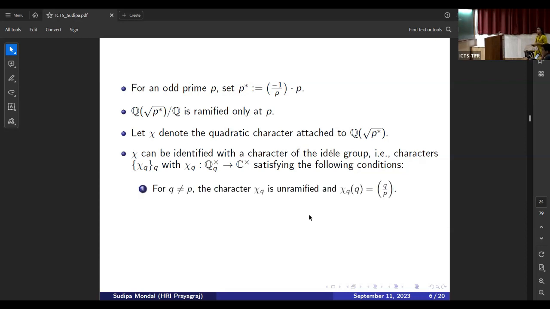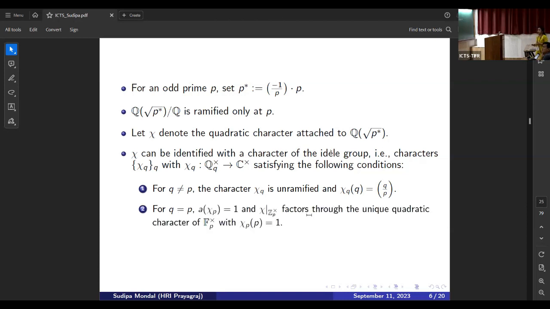If q is not equal to p, then chi_q will be unramified, and at q it will have value given by the Legendre symbol. And if q equals p, then the conductor of chi_p is 1, and this chi will factor through the unique quadratic character of the finite group F_p star, and it will have value 1 at p.